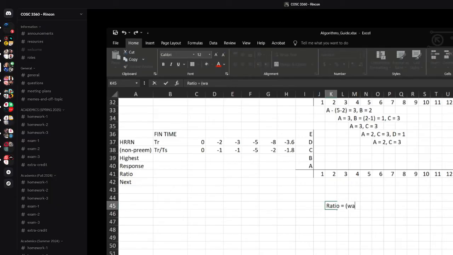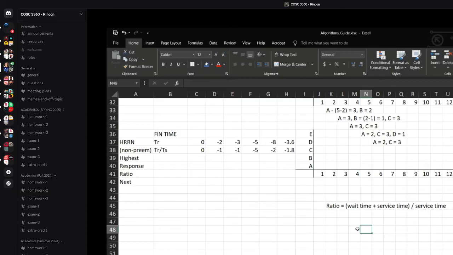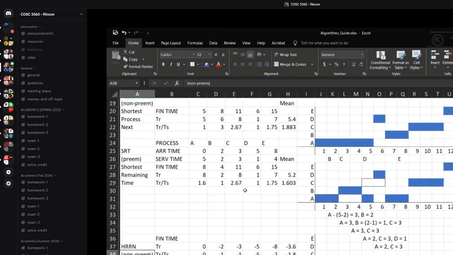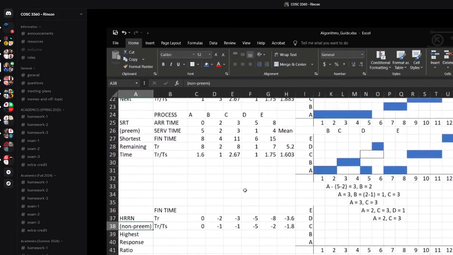The ratio is equal to the wait time plus the service time, divided by the service time. I'll explain what this means in a second. Basically, in a nutshell, this is a non-preemptive algorithm.